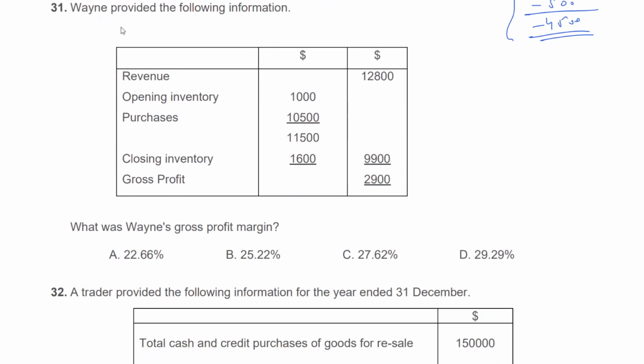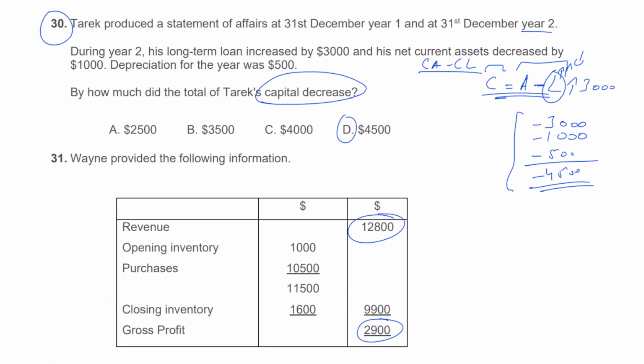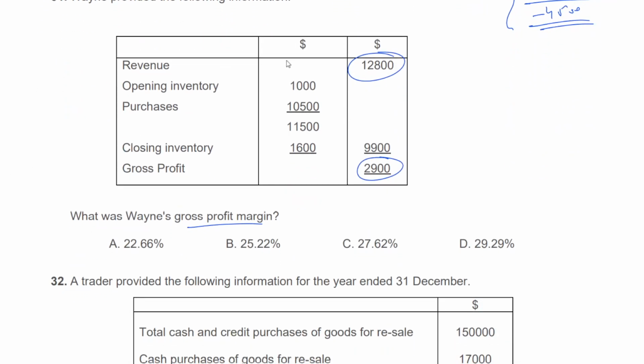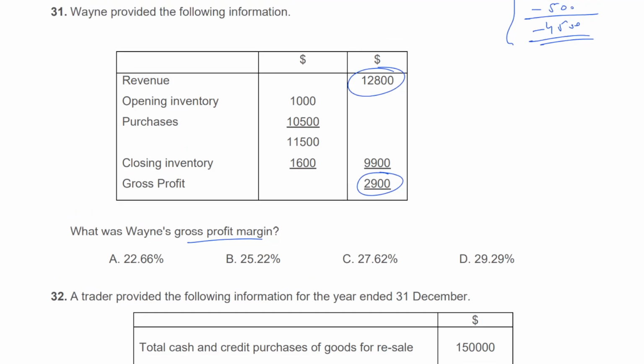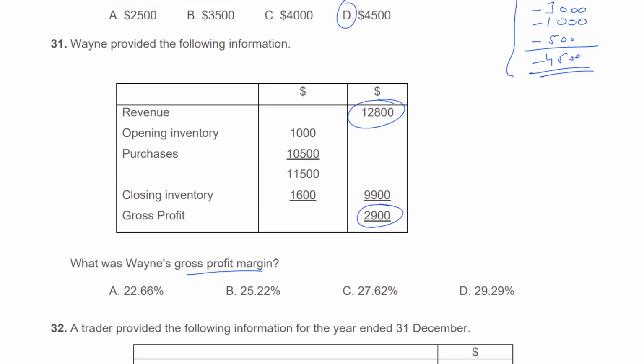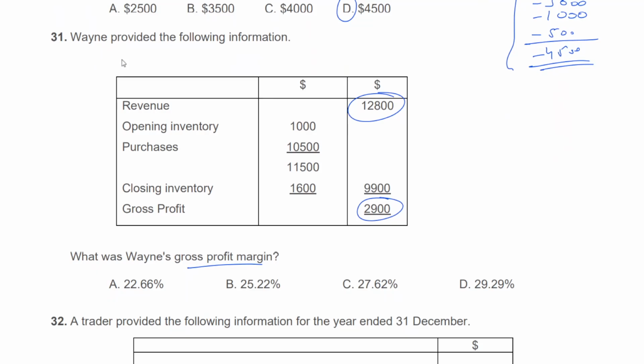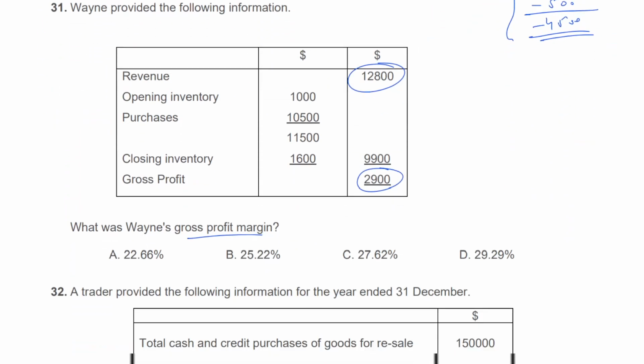Number 31. Wayne provided the following information: revenue, opening inventory, purchases, closing inventory, gross profit. What was Wayne's gross profit margin? Gross profit margin is just gross profit as a percentage of sales. See, look at the contrast. They ask you such a difficult question for 1 mark, then they ask you this for 1 mark. Do you realize? So that's why you must skip the ones that are too difficult and get the marks where you can quickly, and then, of course, come back to those harder ones.